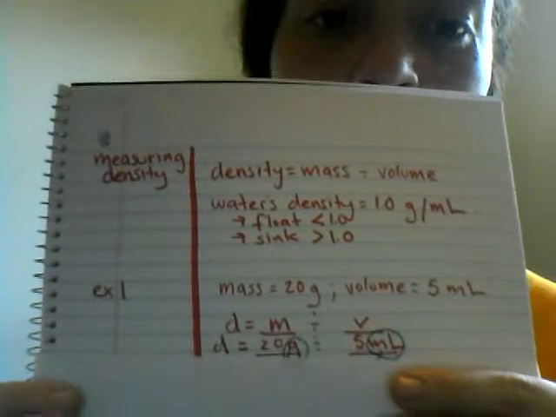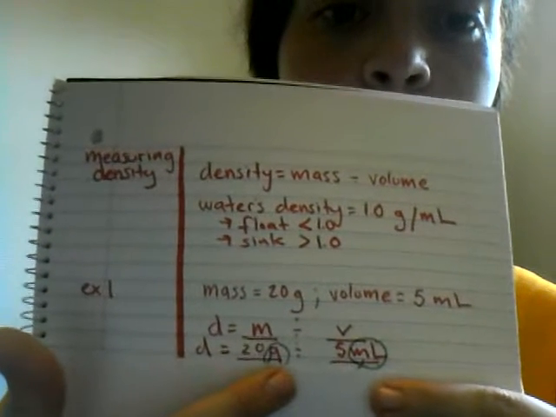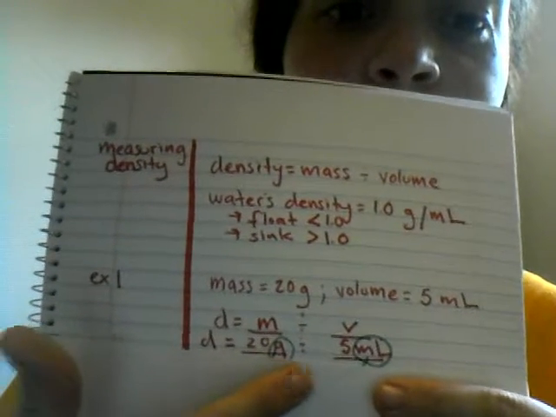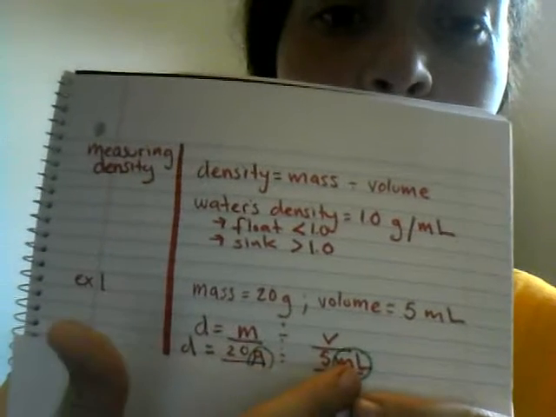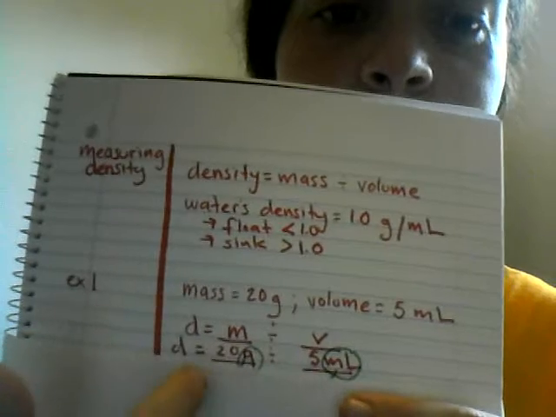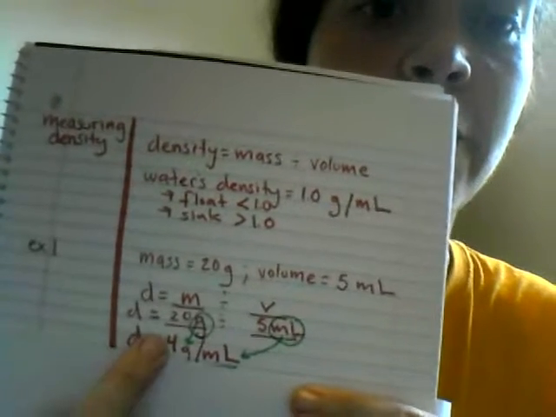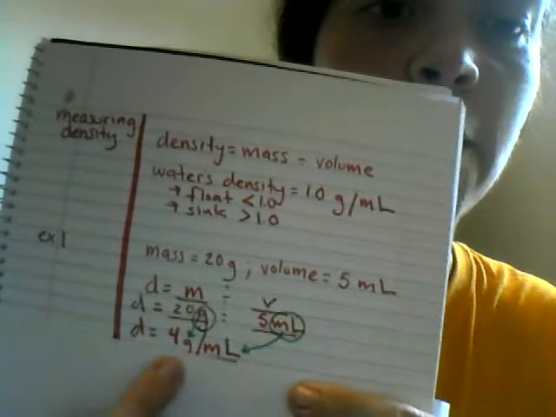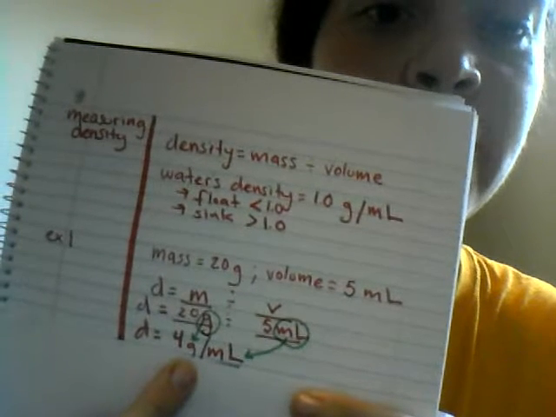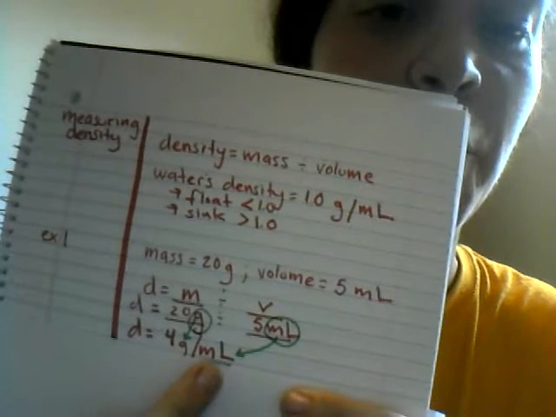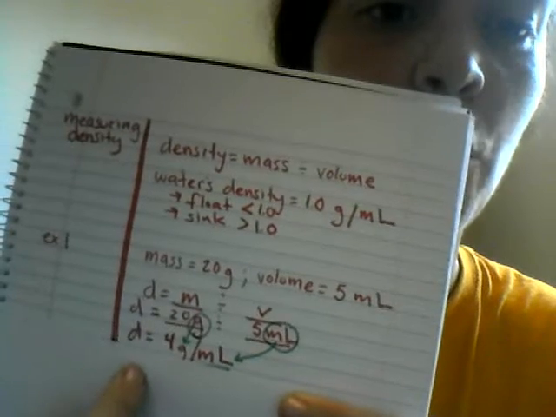My mass for this problem was 20 grams, and my volume was 5 milliliters. Grams divided by milliliters. So then I just do the equation. 20 divided by 5 is 4. And remember my units. My grams were from my mass, my milliliters were from my volume. So the density is 4 grams per milliliter. Let's do one more.